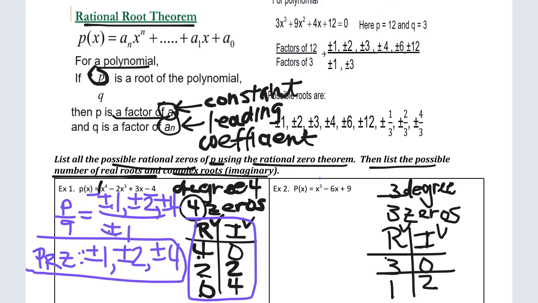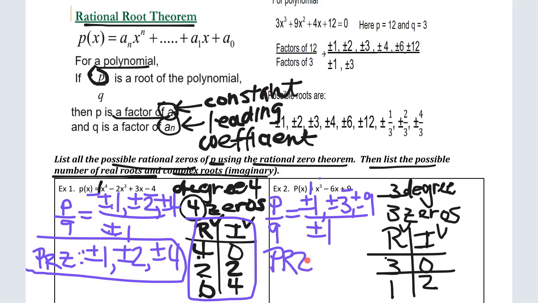Then we start finding the possible rational zeros by completing the process of P over Q. P being factors of 9. So plus or minus 1, plus or minus 3, plus or minus 9. Factors of the leading coefficient would be 1. So possible rational zeros would be plus or minus 1, plus or minus 3, plus or minus 9.